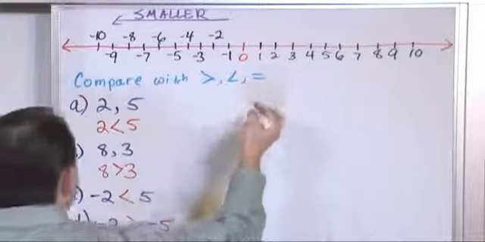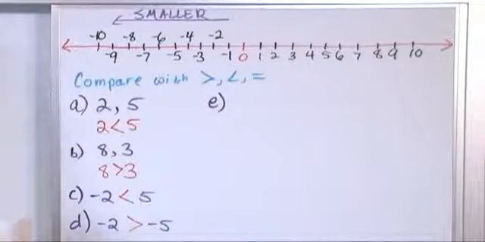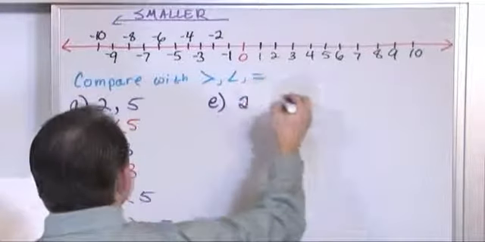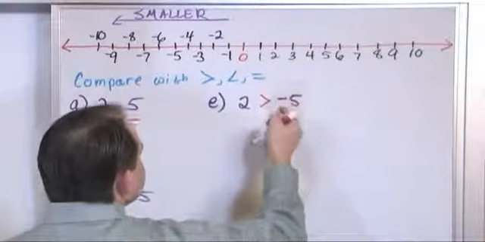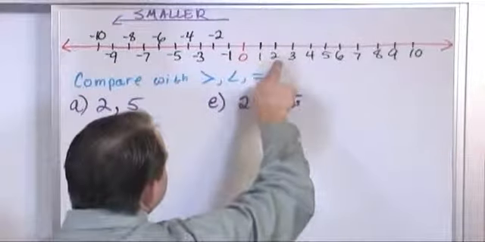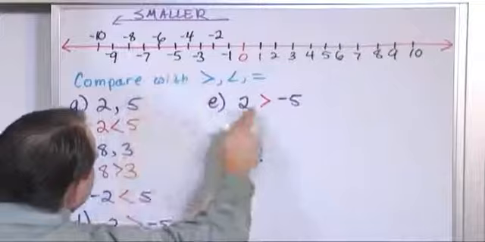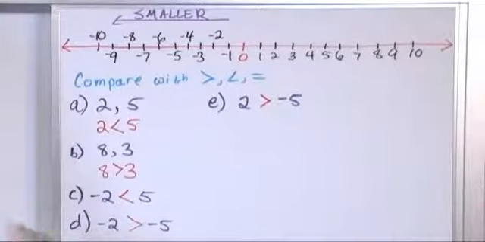Now, the next one after this is, let's say I'm looking at 2 and -5. And again, you have to point to the smaller number. The smaller number is always going to be negative when you have a positive and negative. -5 is here. +2 is over here. Of course, -5 is much smaller, so it points that way. 2 is greater than -5 is how you read that.